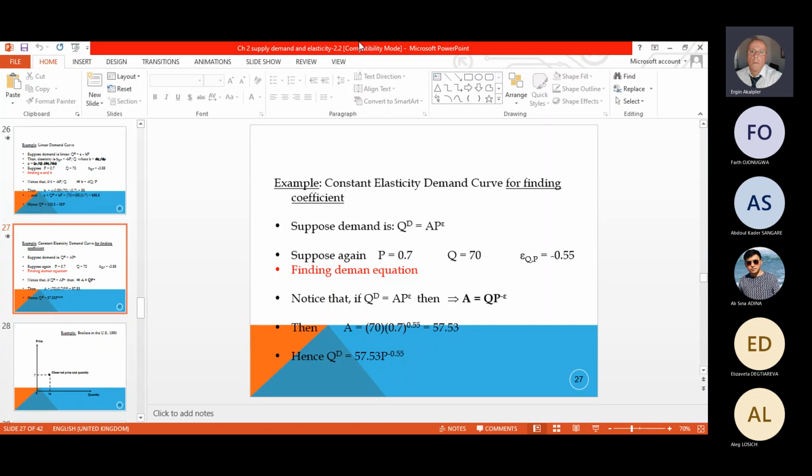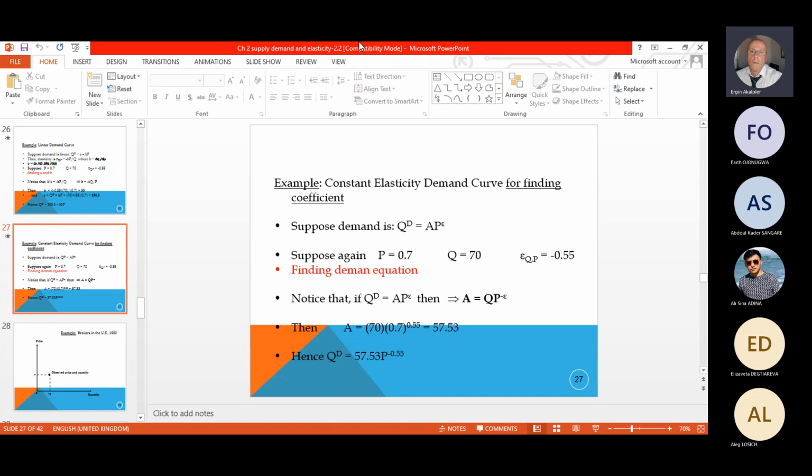Suppose demand QD is P to the power of epsilon, or elasticity, where the power also indicates the elasticity. Suppose again P is 0.7, Q is 70, and elasticity is minus 0.55. Again we put this into the equation, but now we have a power. When it is a nonlinear equation where the power exists, you can estimate the elasticity very easily, because if any equation given to you has a power, you understand this is the elasticity.